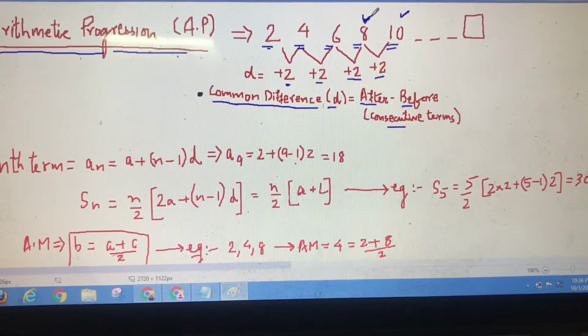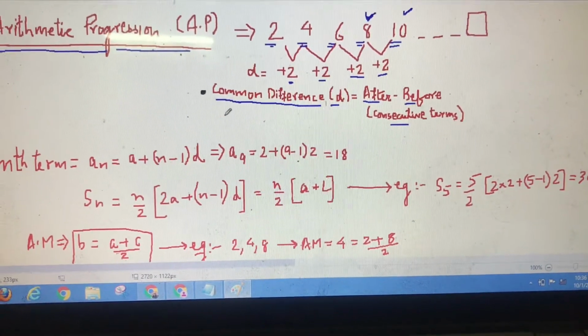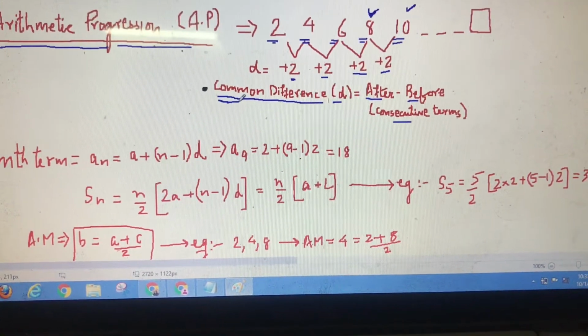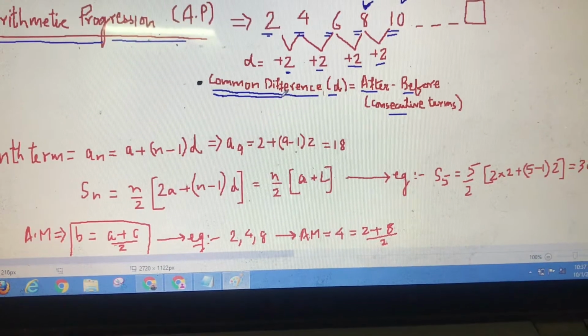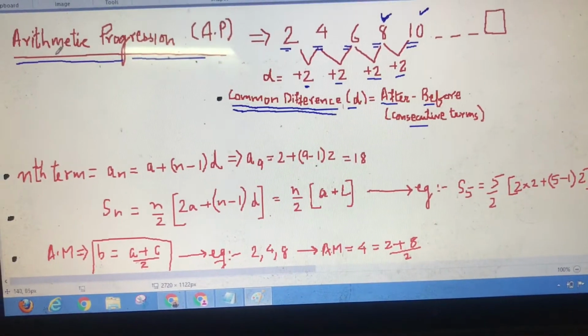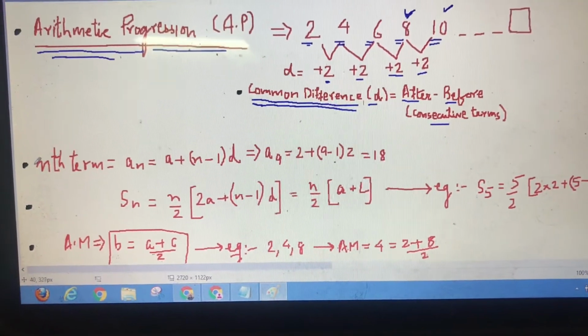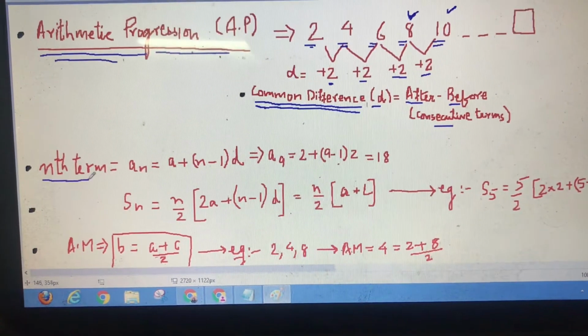Remember the two terms that we are choosing have to be consecutive to each other. And remember the difference has to be common. Between every pair of consecutive terms the difference has to be the same, then only it will be called arithmetic progression. Understood? Now how to find the nth term? N is the rank of the term.